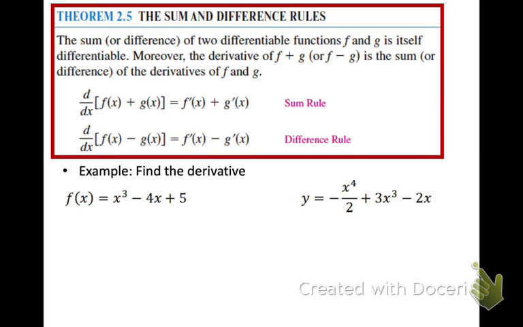Okay, so all this says, guys, is if you have a polynomial, I just take the derivative of each part of the polynomial. So if I was going to write this down, I would just write plus and minus. I would not write two different definitions. Does that make sense? So the sum and difference rule is right here. If you have a polynomial, you just take the derivative of each part and combine them. That's it.